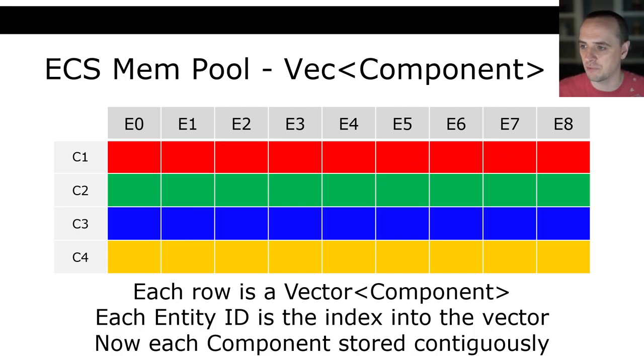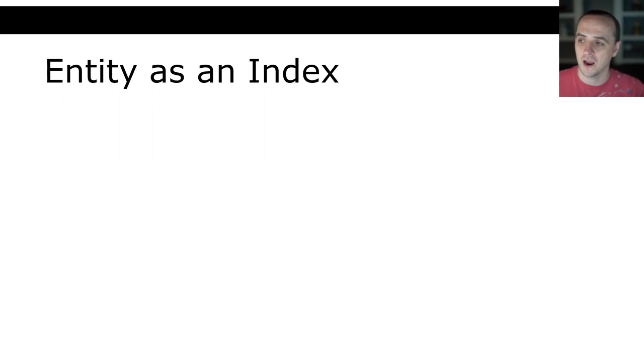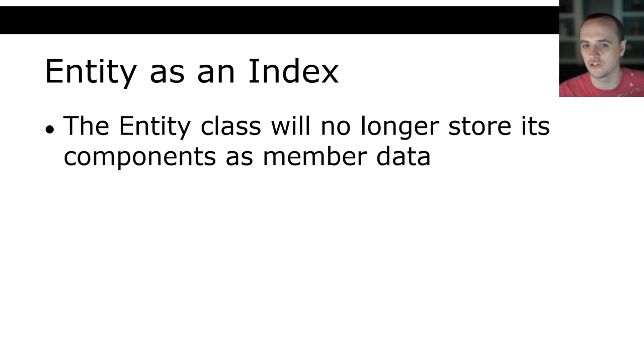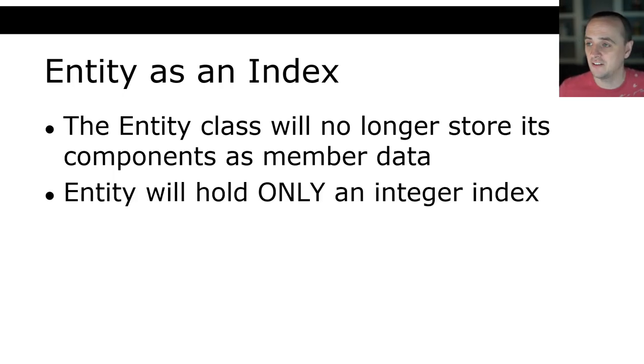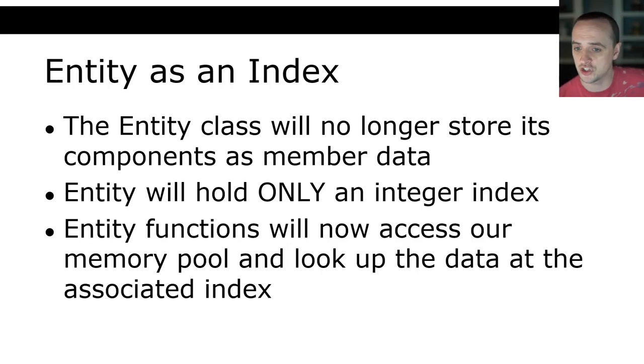And a really cool side product of this is that now our entity is just an index. That's literally all an entity is. The entity class will no longer store its components as member data. In fact, the entity will have no member data other than an integer index. So the entity is essentially a wrapper around an index into those vectors. But the entity functions will cooperate with our memory pool and know how to look up that memory pool data and access the associated index.